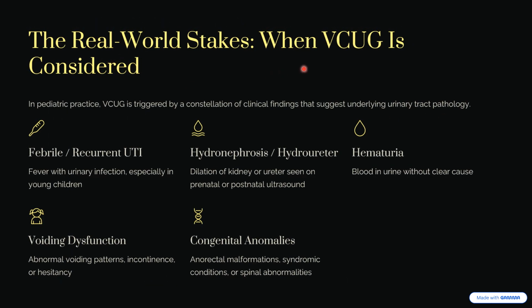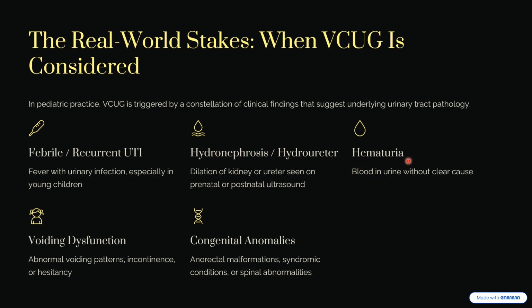The real world stakes when VCUG is considered. When will we do the VCUG? There are five important situations where this can be done. Number one is febrile or recurrent UTI. If a person or child is suffering recurrent UTI, means urinary infection with fever, then VCUG can be done. If there is a problem of hydronephrosis, that means dilation of the kidney or the ureter seen on the prenatal or postnatal ultrasound, then this can be done.